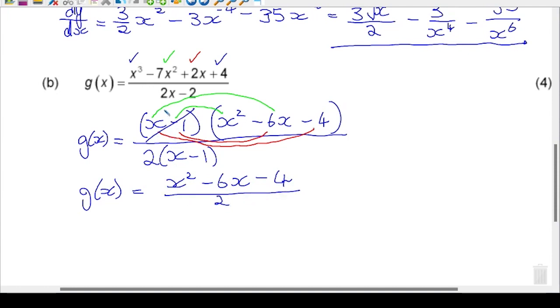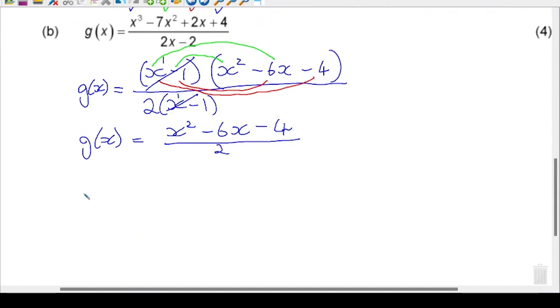I like to, at this stage, write it completely flat. In other words, I like to write that over 2 as a half at the front, a coefficient of a half. So instead of x squared over 2, I like it as half x squared. Negative 6 over 2, negative 3x. And negative 4 over 2, negative 2. I still haven't differentiated it. Note, I'm calling it g of x. It's now what I call flat, no fractions, no brackets, no surd signs.